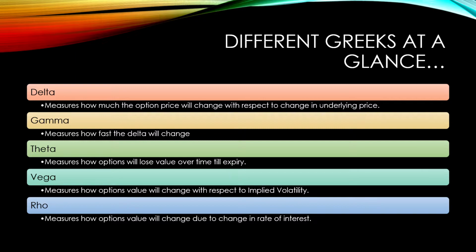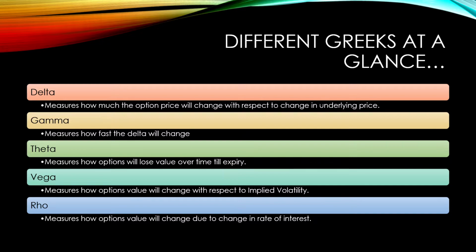Next, we will dive into the details of these Greeks a little bit later on. So theta. Theta is a simple one. Theta measures how options will lose value over time till expiry. So every one of you must know that whenever we buy options, the option's value will decrease day by day till the expiry, because the out of the money option has to become zero at the date of expiry. So the daily decay in the options is called theta.